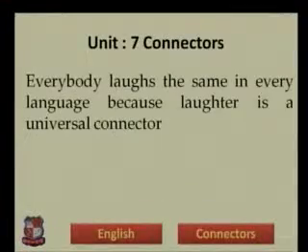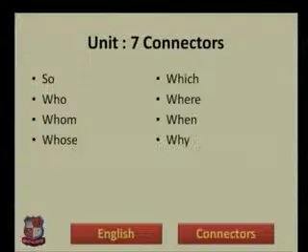Let us look at the slides. Everybody laughs the same in every language because laughter is a universal connector. This is a statement given in the textbook Active English, unit number 7. As we know, grammar is part and parcel of language. Grammar makes the language perfect.